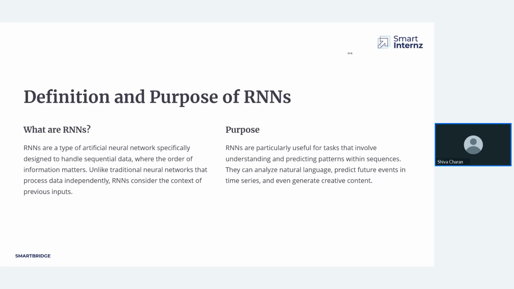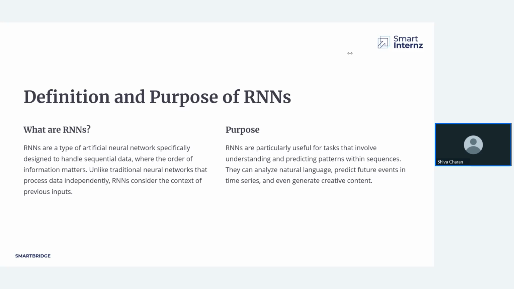So what is the definition and purpose of the RNN, correct? RNNs are a type of artificial neural network designed to handle sequential data. What is sequential data? Sequential data means step by step data, right? Sequential means one by one, correct? Parallel means all at a time, correct? So it is sequential data, and to handle that kind of data only, the RNN is designed. But what exactly is sequential? Now we will see, okay?